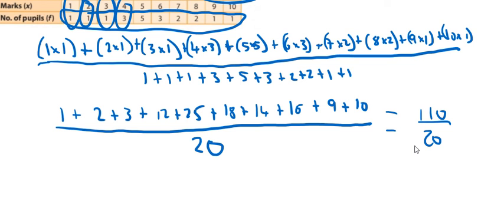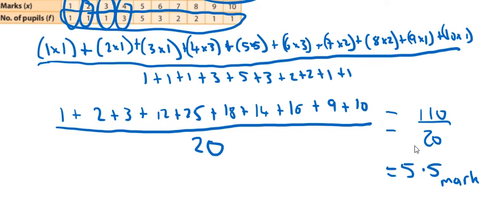So 110 divided by 20, and you could just divide that in, or you could just put that into your calculator if you wanted. So I'm getting 5.5 marks. So what we've calculated then is the mean number of marks per pupil. So the mean number of marks overall was that generally each pupil got 5.5 marks.